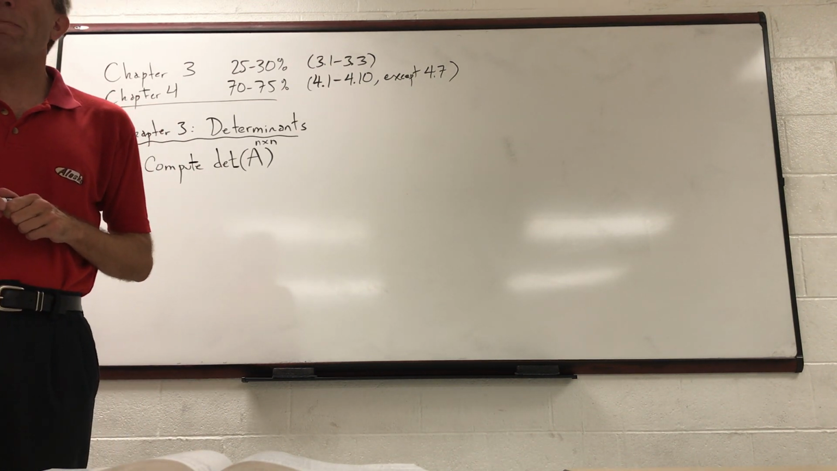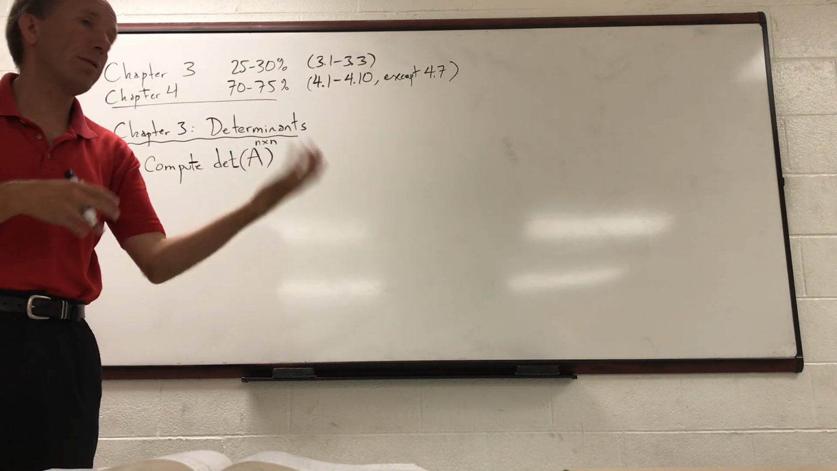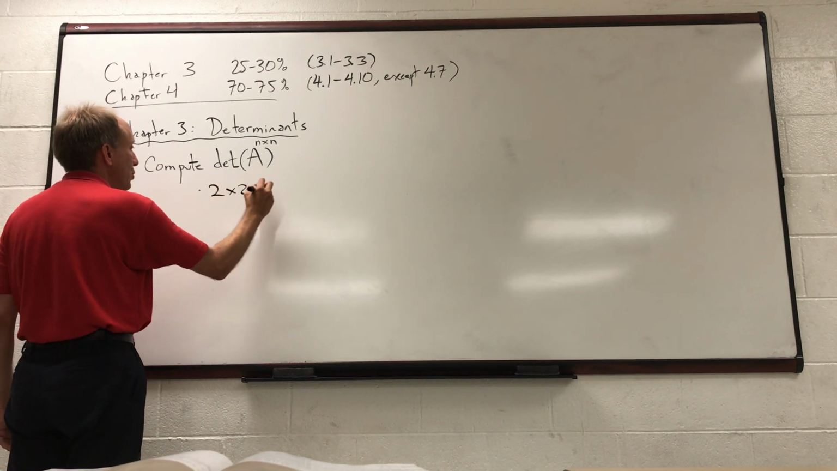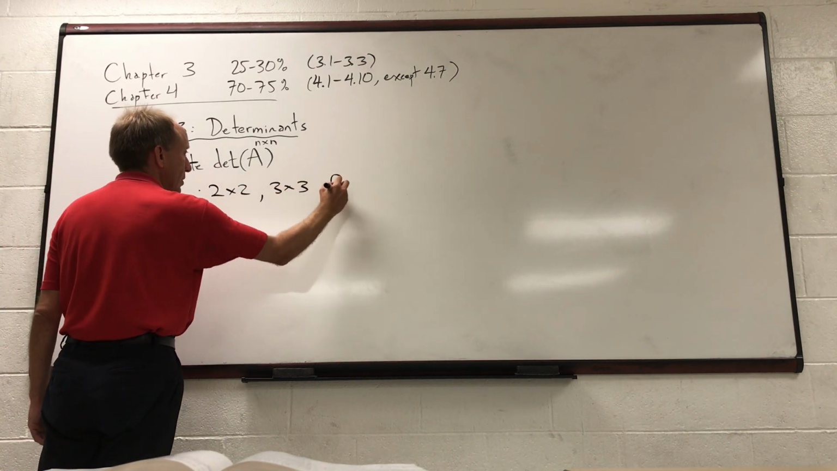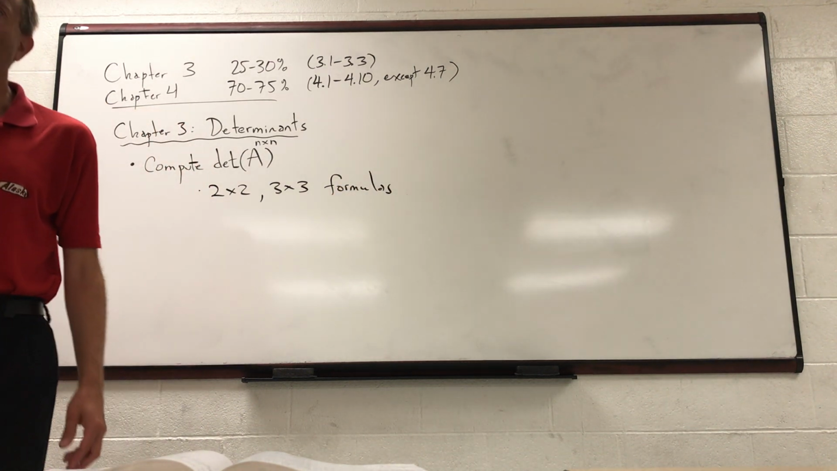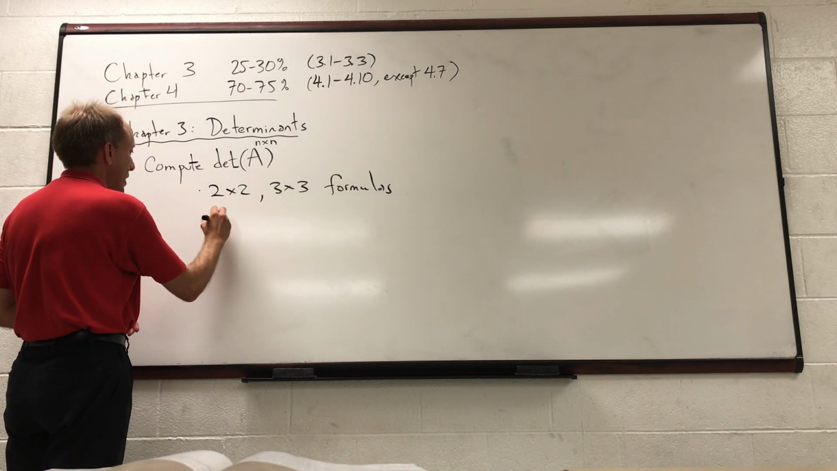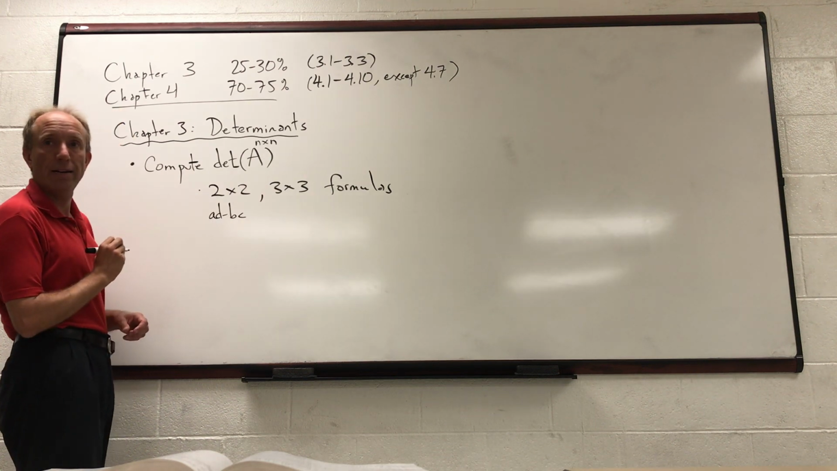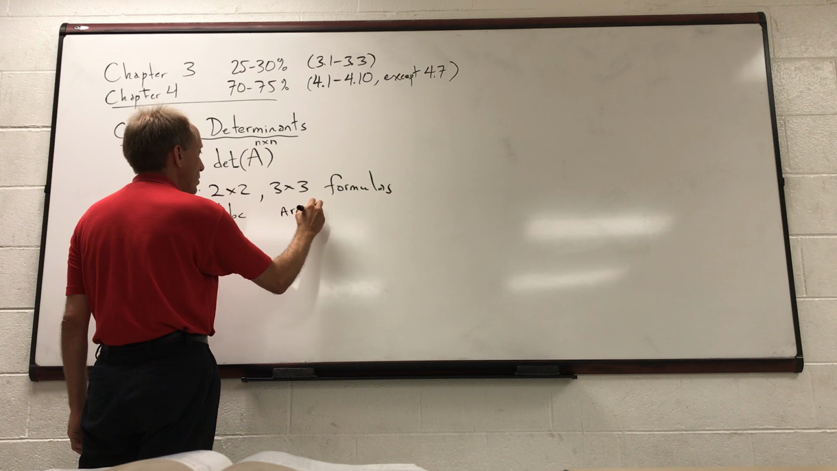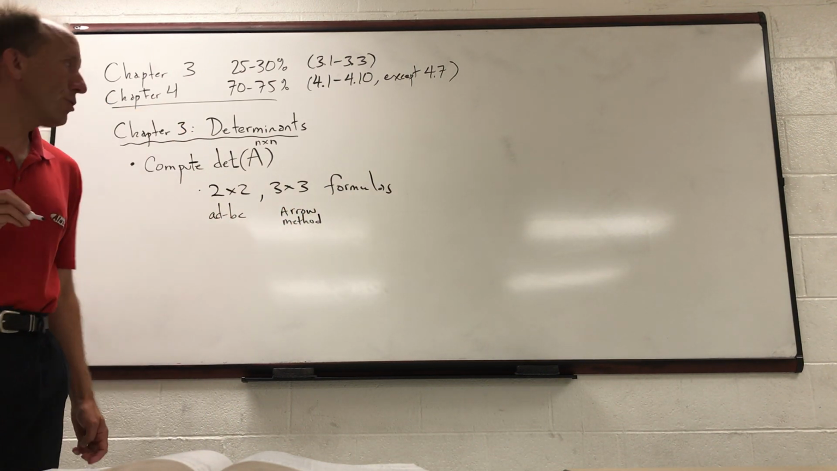It might be a huge matrix that doesn't have a lot of zeros in it, or it might just be a 2 by 2 or a 3 by 3. It could be anything. So we have 2 by 2 and 3 by 3 formulas. If it's a small matrix, you can just use the basic formula for a 2 by 2 determinant, which is AD minus BC. In the case of a 3 by 3, we might just resort to the arrow method. Those things you should definitely know.